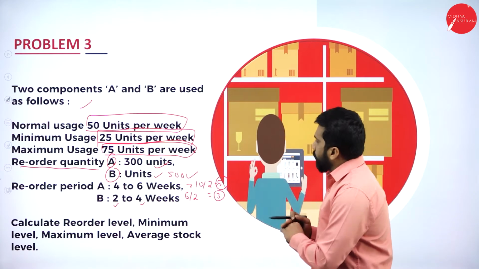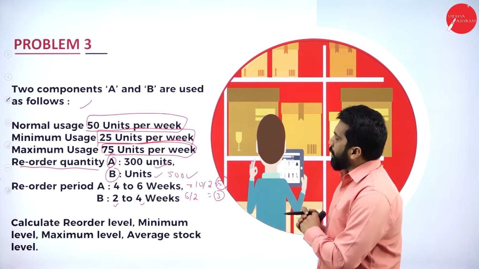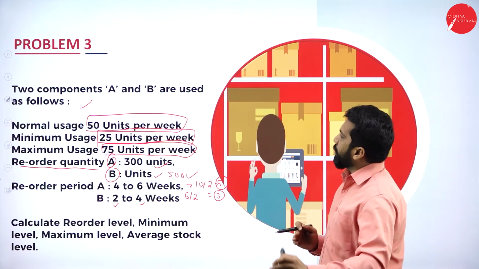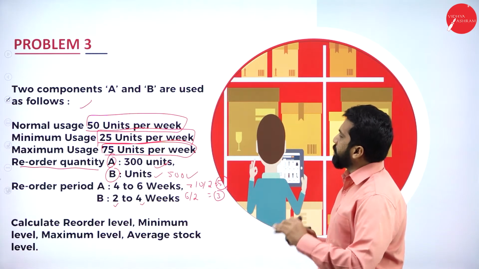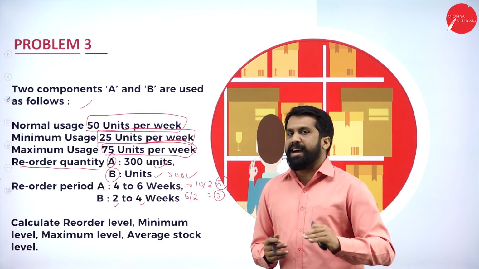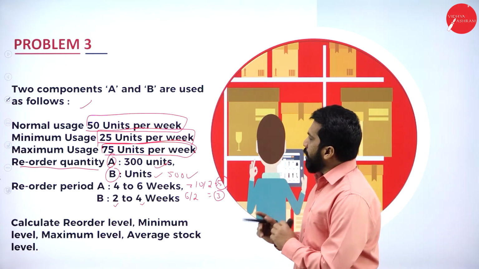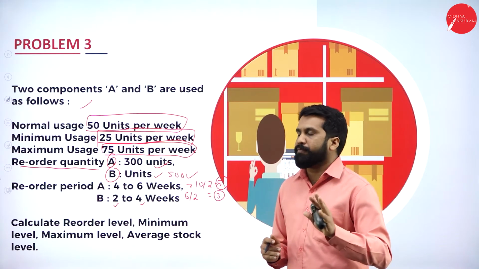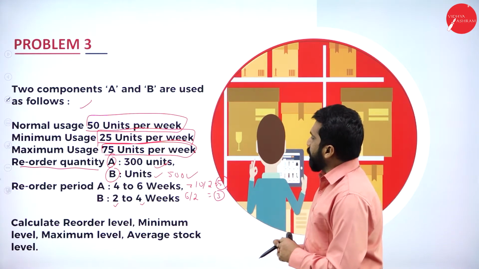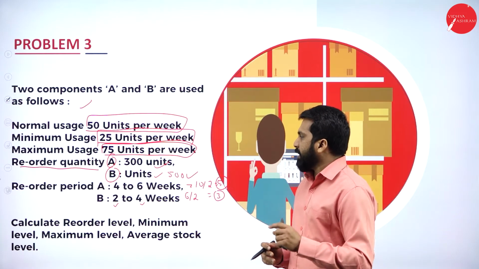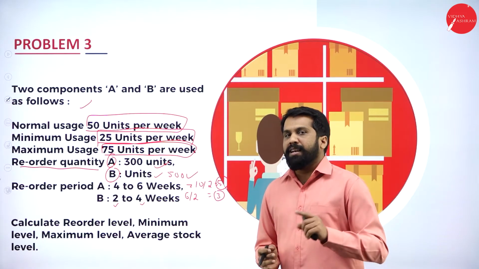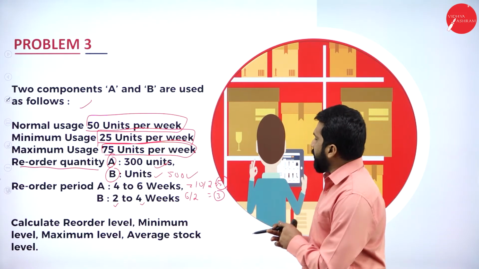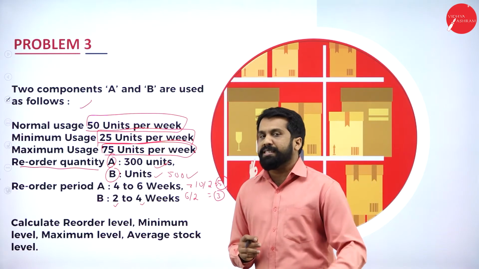Now, we are done with the question part. So we understood the normal, minimum and maximum usage. It is common for A as well as B. And reorder quantity differs. For A it is 300, for B it is 500. Reorder period will be 4 to 6 weeks as well as 2 to 4 weeks. And the normal reorder period for A is 5 and for B is 3.